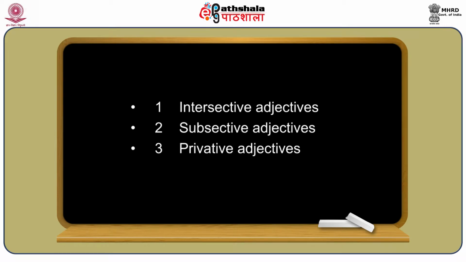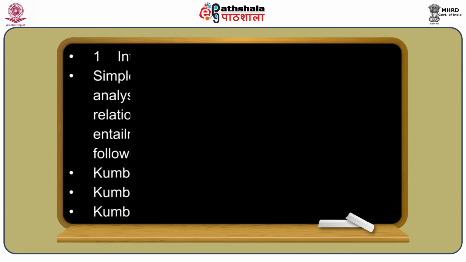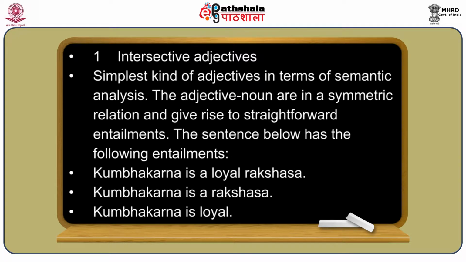Adjectives can be semantically classified into three main types: intersective adjectives, subsective adjectives, and privative adjectives. This classification comes from a recent article by Partee 2009. Intersective adjectives. These are the simplest kind of adjectives in terms of semantic analysis. The adjective and noun are in a symmetric relation and give rise to straightforward entailments. The sentence below has the following entailments. Kumbhakarna is a loyal Rakshasa. Kumbhakarna is a Rakshasa, Kumbhakarna is loyal.